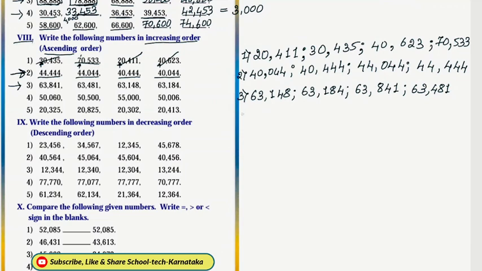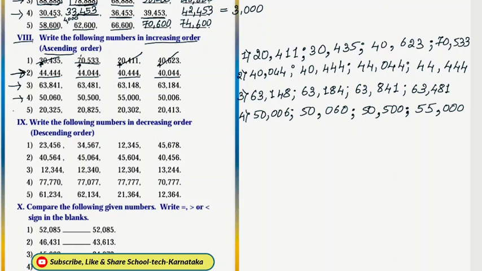So similarly for the fourth given numbers: 50,060, 50,500, 55,000 and 50,006. The smallest of these numbers is 50,006. The next largest is 50,060. The next number is 50,500 and our largest number is 55,000.